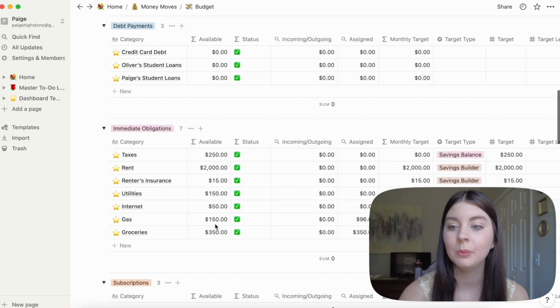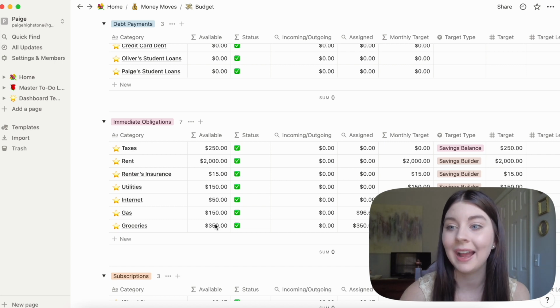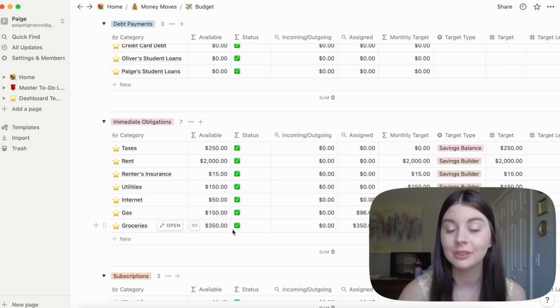Then if we move down to immediate obligations, you may have noticed that I actually had all of my obligations funded for rent, renter's insurance, utilities, internet, things that I'm actually not spending money on right now because we are living with family while we wait to get our apartment up in Orlando.